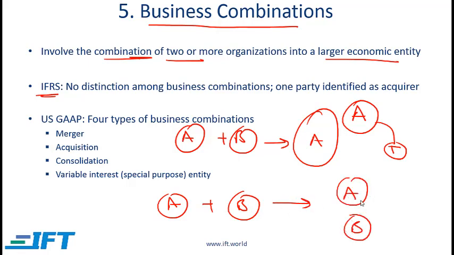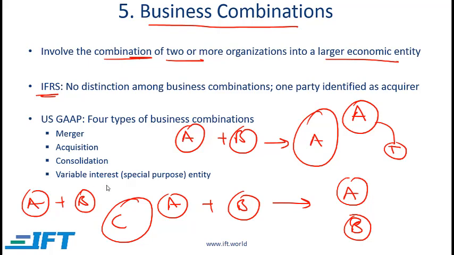and B operating as economic units, but A is considered the acquirer and A will report consolidated financial statements which include the results of company B. In a consolidation, we have company A combining with company B to create a new company called C. And finally, variable interest entity. This is a somewhat different model and we'll talk about this in detail towards the end of this lecture.